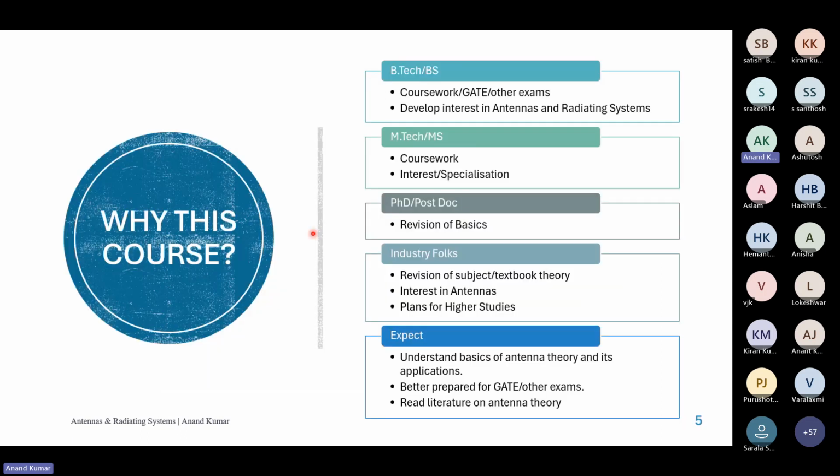And let's start with why you should do this course or who this course is meant for. This course is essentially for everybody in electrical engineering or related areas. If you're a bachelor student, the aspects of this course will cover your GATE exams or other related exams, IAS and stuff. And you might have a course on antenna theory in your program, or you're just interested in antennas and radiating systems.